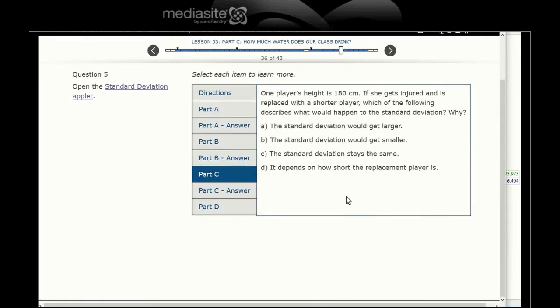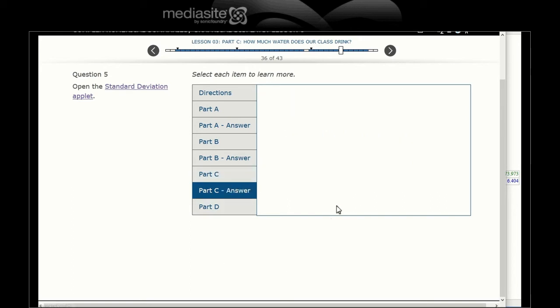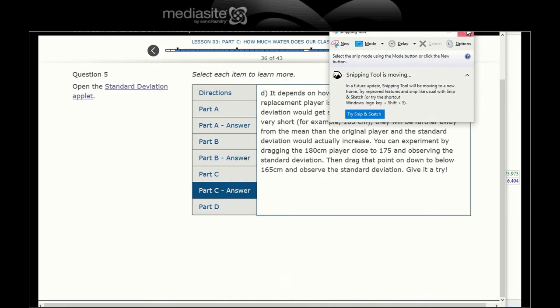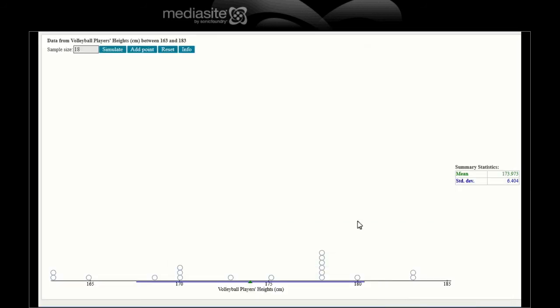So A, gets larger. Well, if it's replaced by a taller person. Standard deviation gets smaller. Yes, as you start approaching the mean. Standard deviation stays the same. Again, depends on what the height of the person is. Depends on how short the replacement player is. I'm going to go with D. And we proved this. Like I said, just by moving this guy around and just watching what happens.